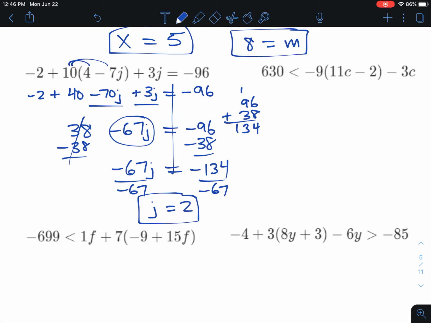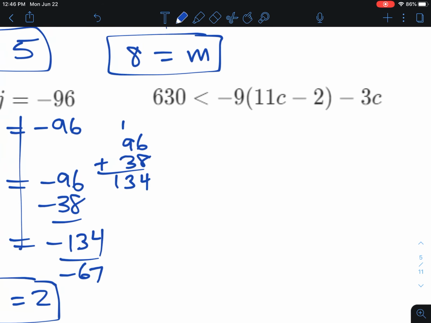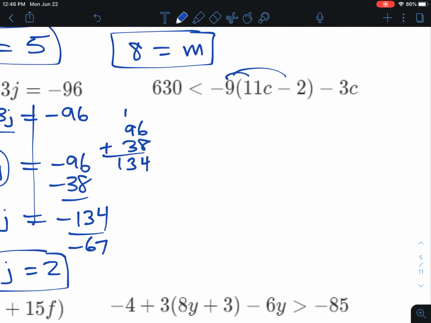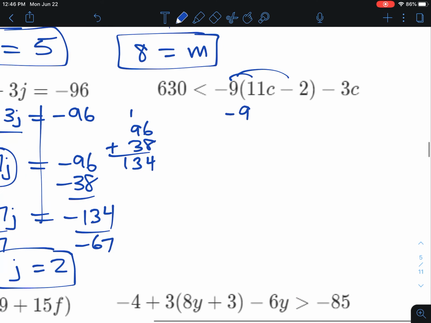Okay, to solve for an inequality, use the same steps as before. Just make sure if you divide by a negative or multiply by a negative, you flip the symbol. So we're going to distribute in first. That gives us negative 99c plus 18, for negative times negative is a plus 18, minus 3c. Keep the rest the same.